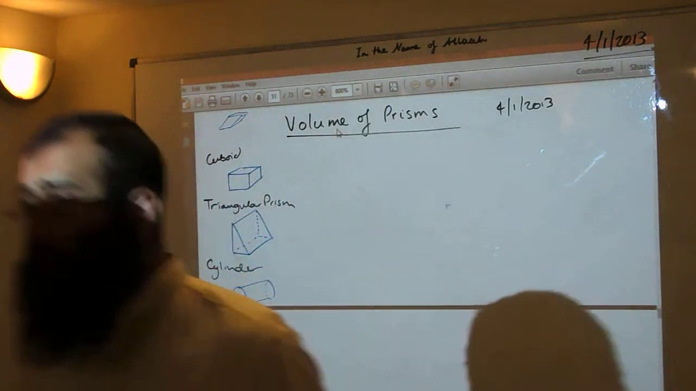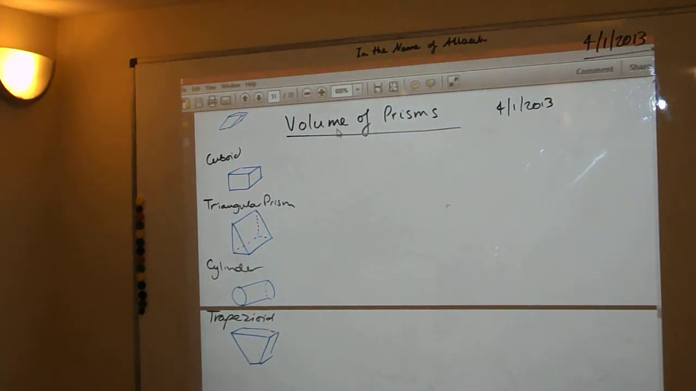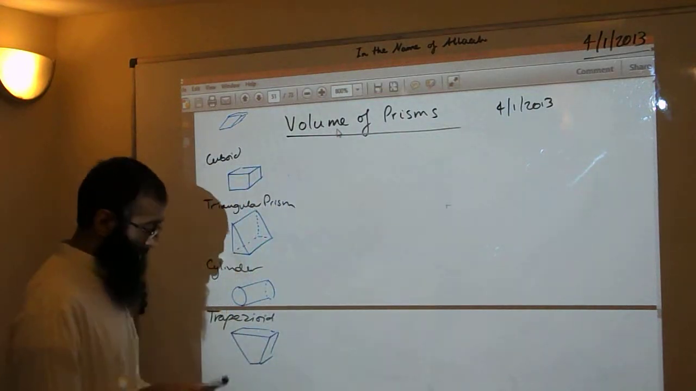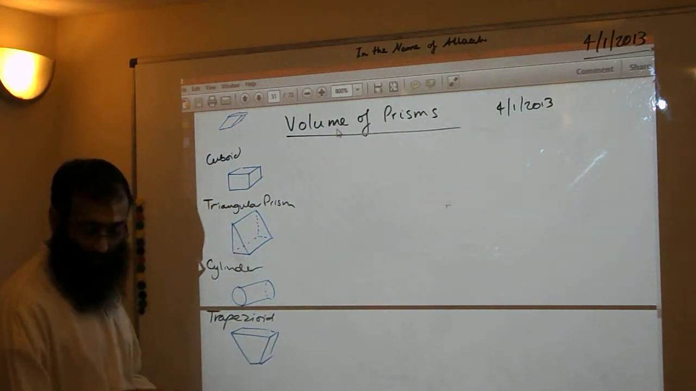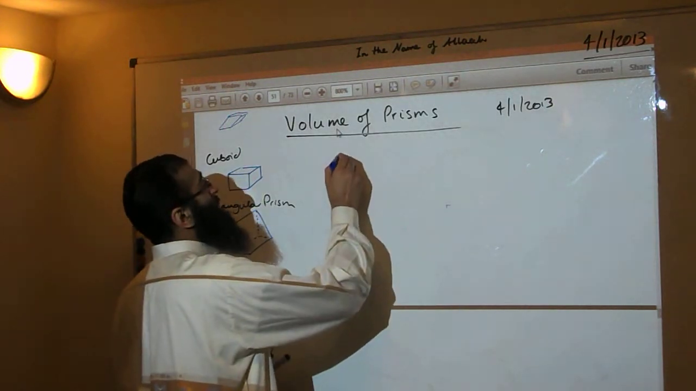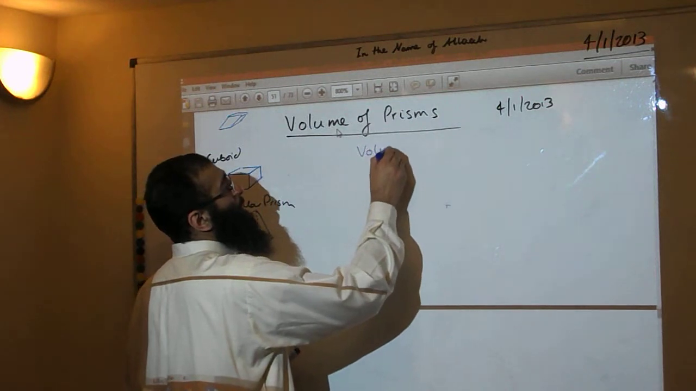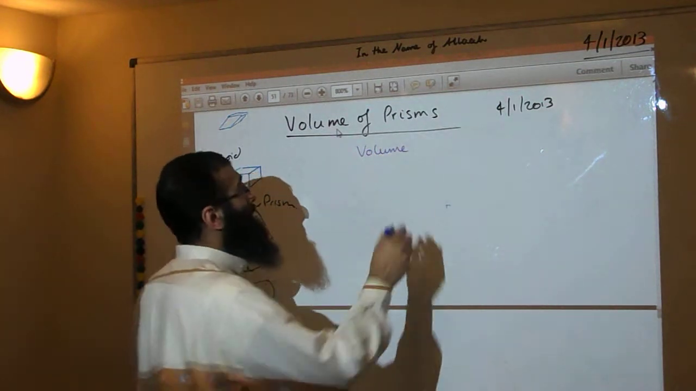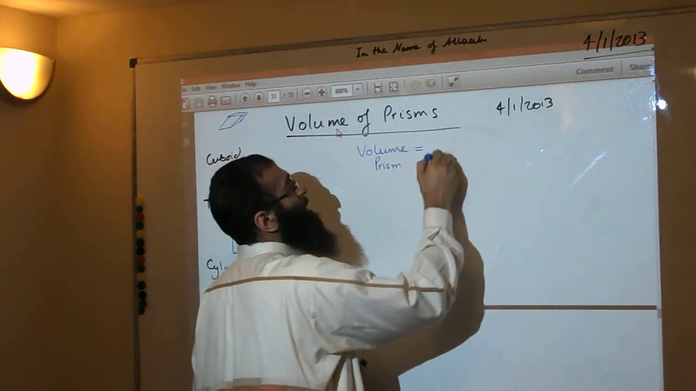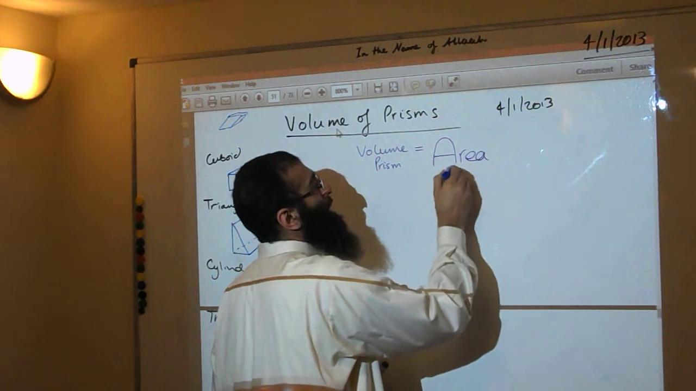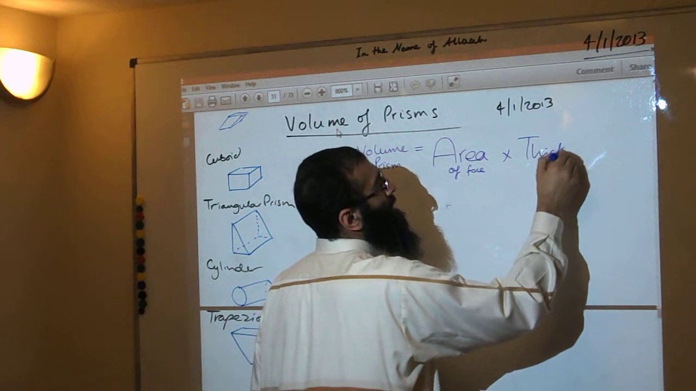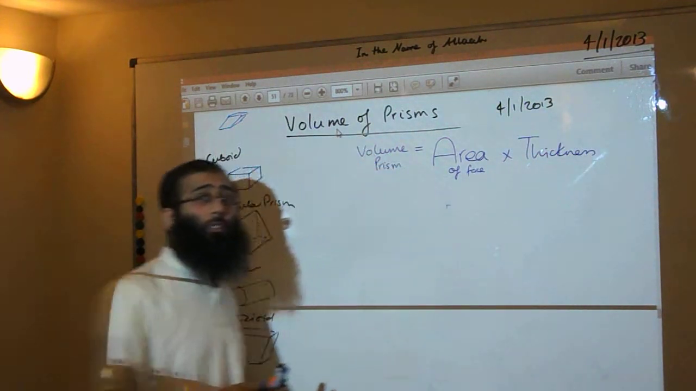I think I do need that orange as well. Is the concept. What is the concept here that we have? We say that the volume of any prism is based on the area of the face times by the thickness of the shape.